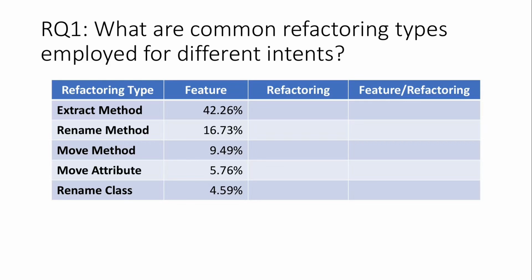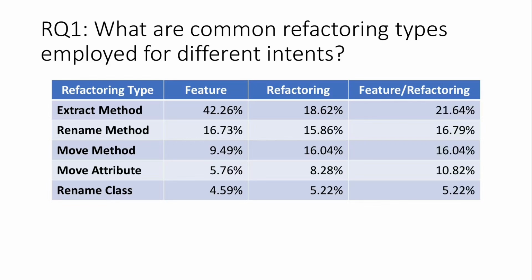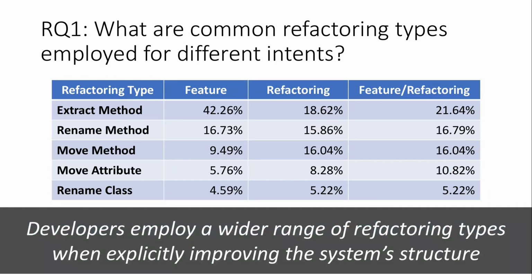When you consider the code changes in which developers actually try to improve the system structure, we have something different. Although extract method and rename method are still the most popular, we have other types of refactorings that are just as popular, such as move method. Also, a few refactoring types that were not employed much in feature changes are employed in refactoring changes. And when we consider feature refactoring, it's very similar to the refactoring column. So here we can see that when developers have the explicit intent of improving the system structure, they tend to use a more even distribution of refactoring types throughout that code change.